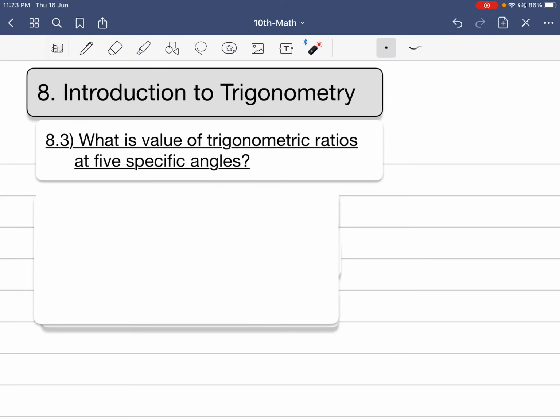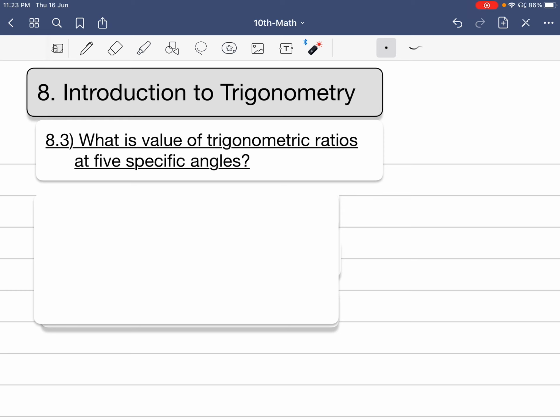So in this video, we are going to continue our discussion with chapter number 8, which is Introduction to Trigonometry, and we're going to see concept number 8.3, and we are going to answer a very specific question. What is the specific question? What is the value of trigonometric ratios at 5 specific angles?